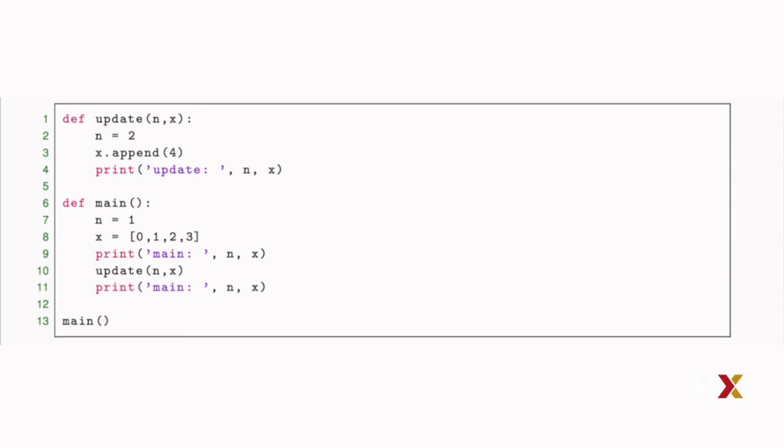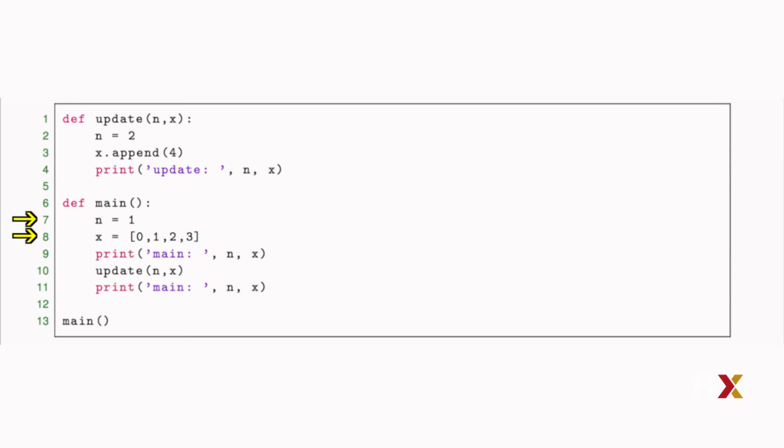We would like to know what are the values of n and x at different points of the program's execution. Let's try to figure it out first without running the code, and we can then check our answer against the program's output. Let's first get a sense of the program's overall flow. We first call main. Main calls update. The execution then returns to main, and once main exits, we return to the global scope, the scope where we define the functions main and update.